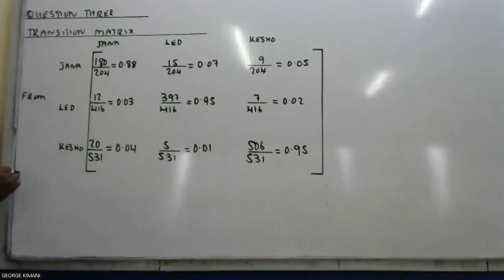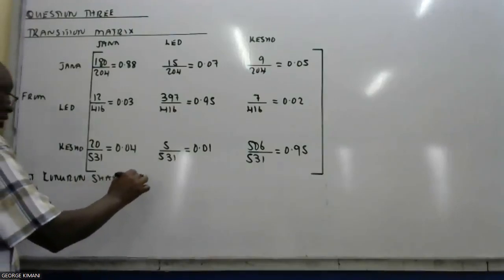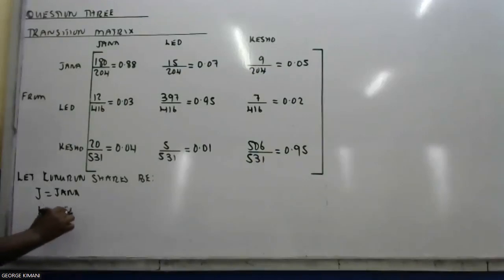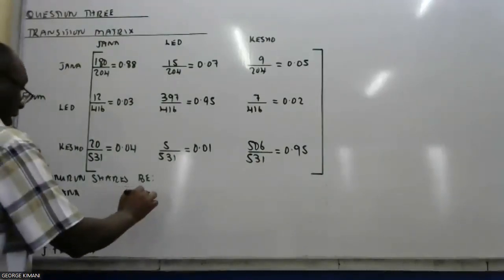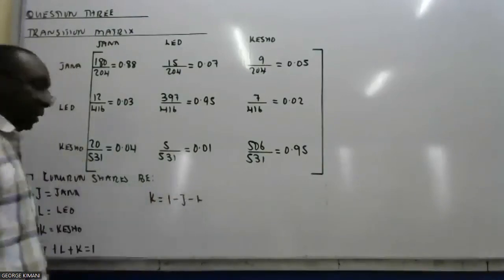Okay, then from there, we proceed and say, let the shares be, for J, we have Jana, L, we have Leo, and K, we have Kesho. You can write together where J plus L plus K is 1. And K is equal to 1 minus J minus L.